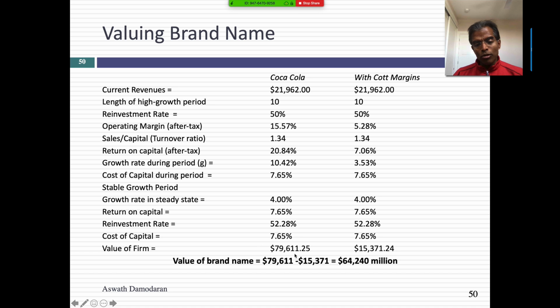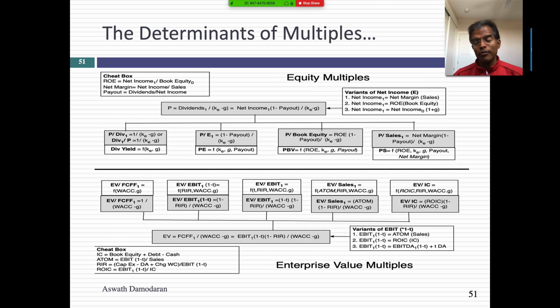So I valued Coca-Cola, I get 79.6 billion. I value Coca-Cola with COT's margins, I get 15.4 billion. That difference of 64.2 billion is the value of Coca-Cola's brand name. So essentially, I valued Coca-Cola's brand name by looking to see what would happen to its margins if it lost its brand name. So this works really well for companies like Coca-Cola, where the most significant, perhaps the only, competitive advantage is brand name. But you can see already that by extracting the variables that drive a multiple, you can now use it to compare across companies and to control for differences.